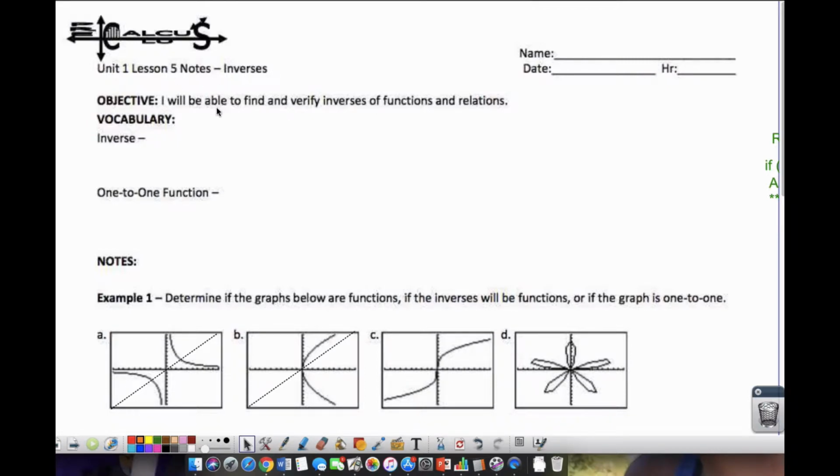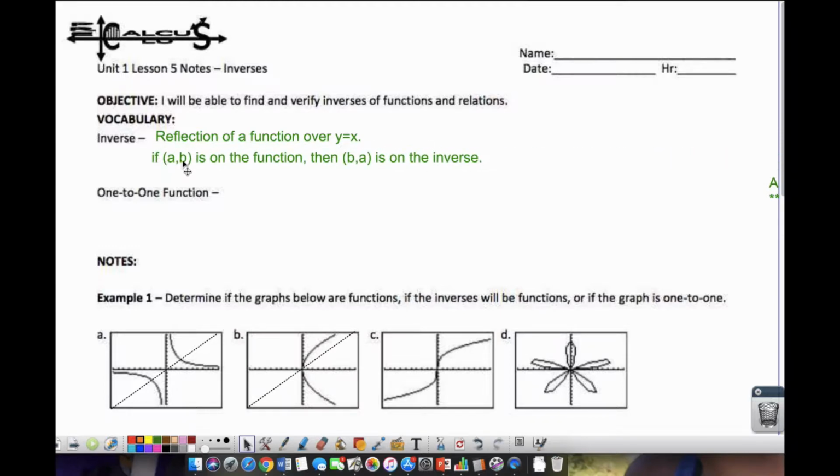This is about inverses. And by the end of this, you'll be able to find and verify inverses of functions and relations. So first off, what is an inverse? This is a reflection of a function over y equals x. So I've already drawn in these little lines here for y equals x in the first two. And we're going to reflect these over y equals x.